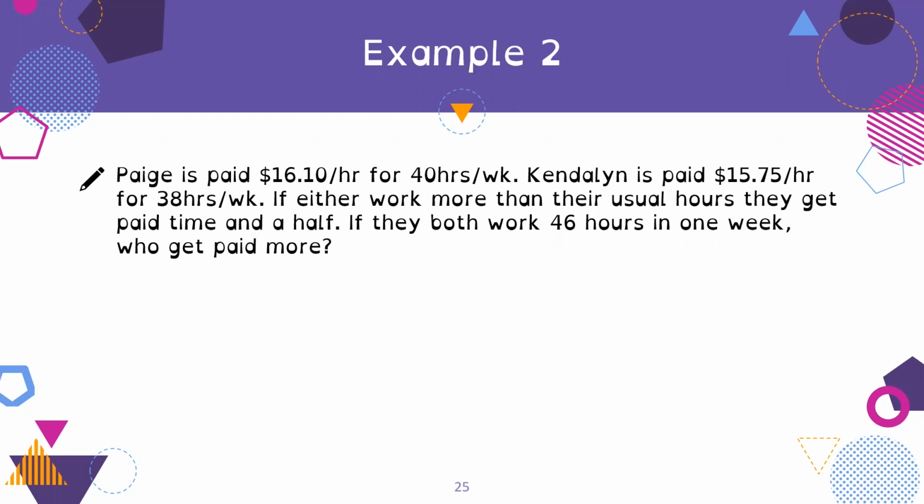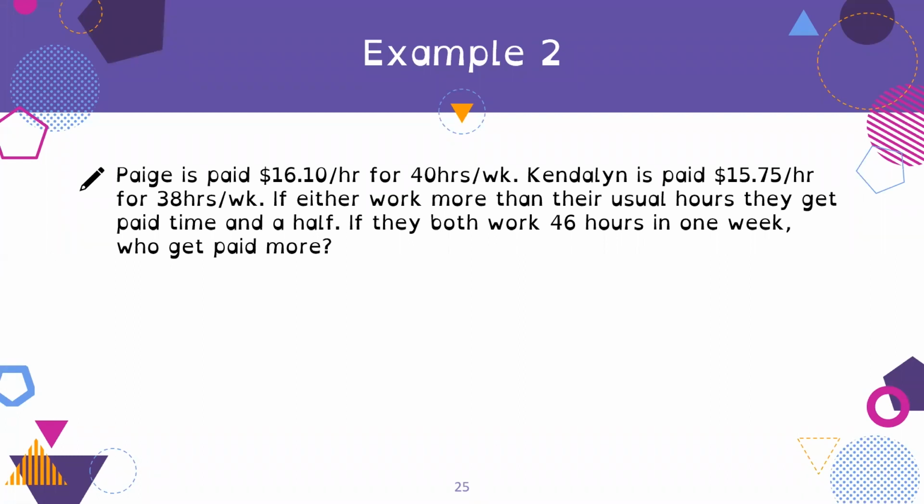All right, example 2. Paige is paid $16.10 per hour for 40 hours per week. Kendallin is paid $15.75 per hour for 38 hours per week. If either work more than their usual hours, they get paid time and a half. If they both work 46 hours in 1 week, who gets paid more?